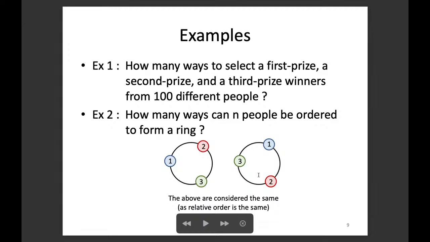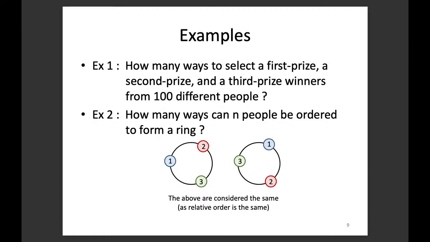Now here, this is a slightly more complicated example. We are trying to arrange people on a ring. Okay, so let's say 1, 2, 3, we are arranging people on the ring. We want to count the number of different ways of doing so. But what we care about is the relative order. So if somehow after rotation, we can form this arrangement into this one, then these two are considered to be the same arrangement. Although it looks different at first glance, we actually consider them to be the same. So how many ways can we do so to form a ring?